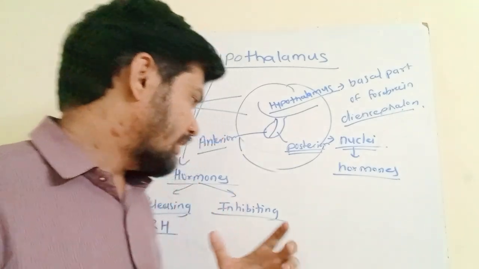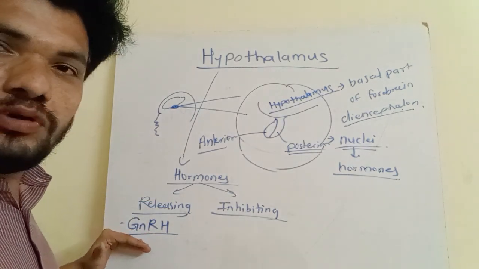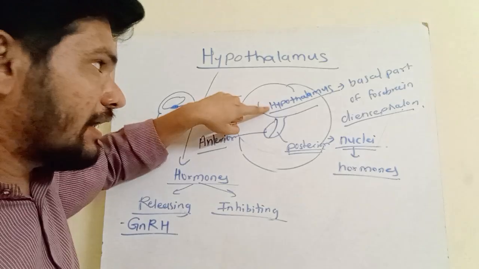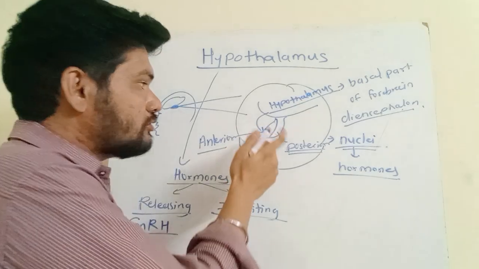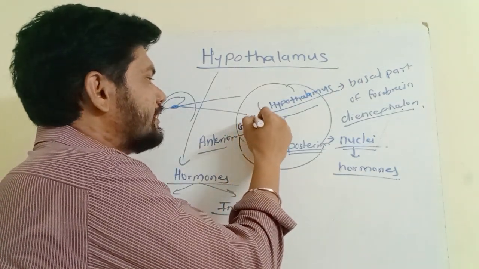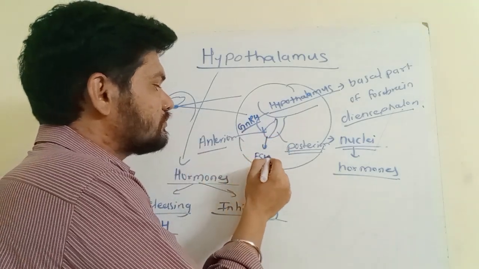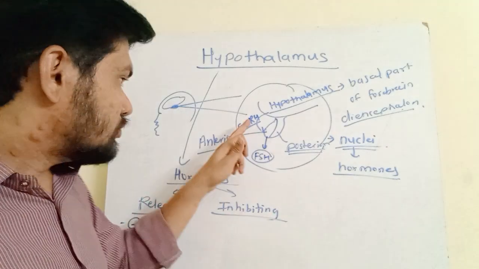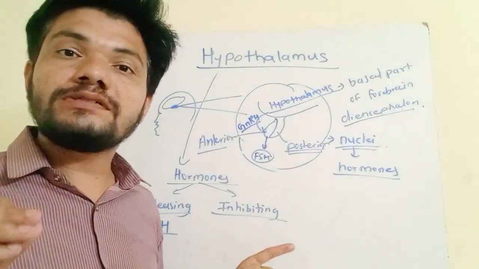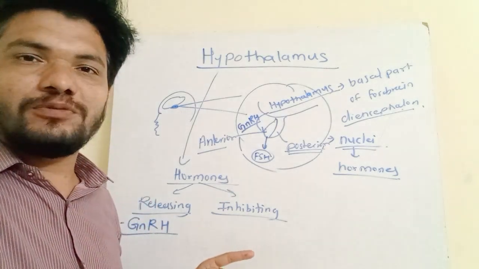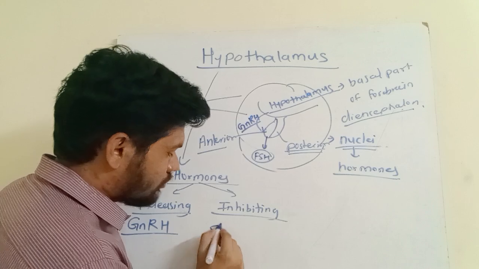That we will learn in the next part, but in this part you have to remember the releasing hormone example: GnRH, gonadotropin releasing hormone, is secreted by the hypothalamus, and it will help to secrete the FSH like this. So this is the one example you have to remember for a releasing hormone, because it is helping in the releasing process, right? Then second is the inhibiting hormone, that is somatostatin.